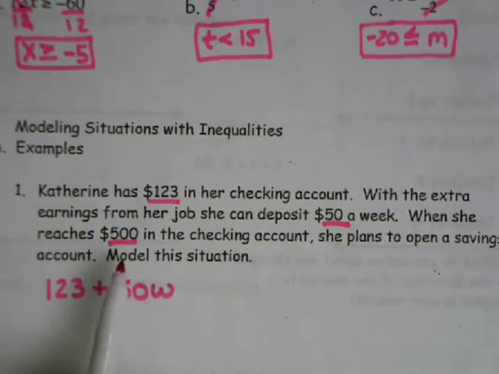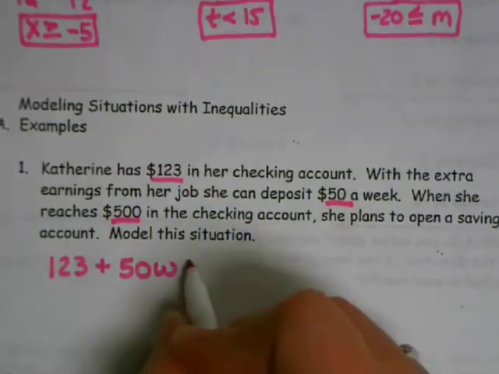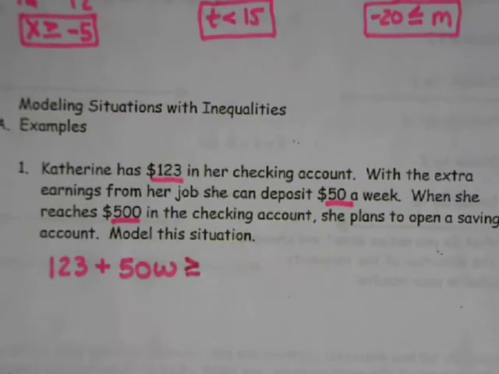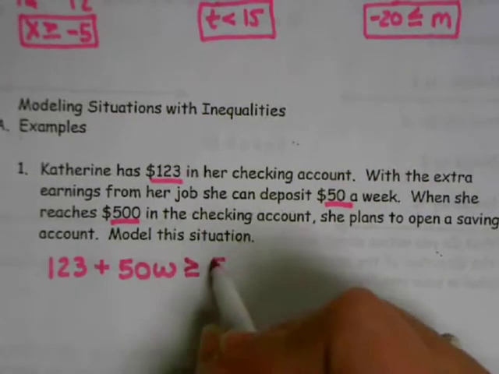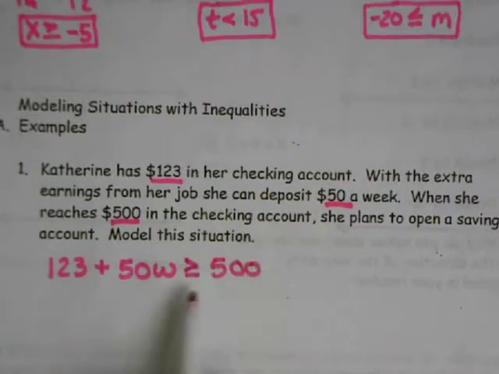When you use that word at least, it's an inequality. Because she's hoping that this amount is going to be at least, which means greater than or equal to $500. She could get it to be exactly $500 and she'd open a checking account, or it could be more than $500 and she'd still open a checking account. So that's the model of this situation.